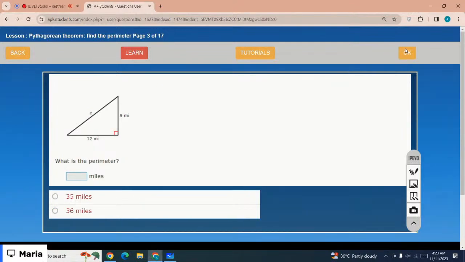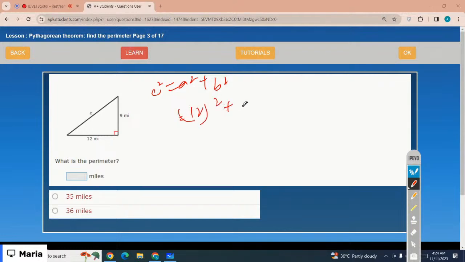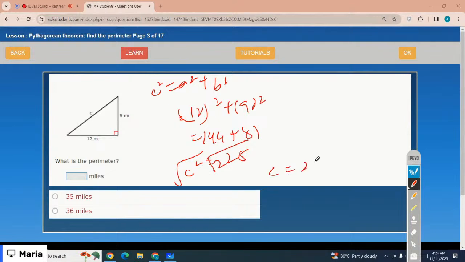Okay, the next one is the Pythagorean theorem. Find the perimeter. For the perimeter, you have to add up all the side lengths, right? To evaluate the third side length, you have to use the Pythagorean theorem, because you have to find the hypotenuse here, right? So that would be c squared equals a squared plus b squared. a is 12 squared plus b is 9 squared. 12 squared is 144 and 9 squared is 81. Just add, it would be 225, right? Now you have to calculate the value of c, so square root both sides.